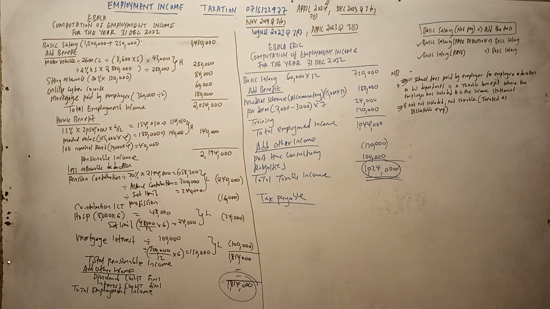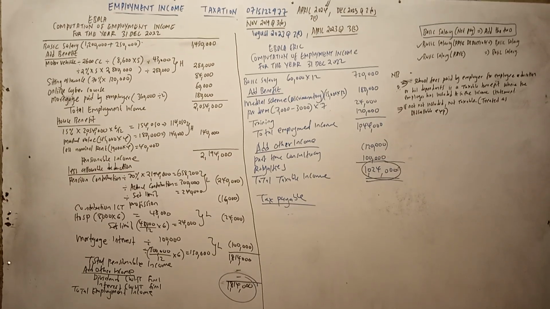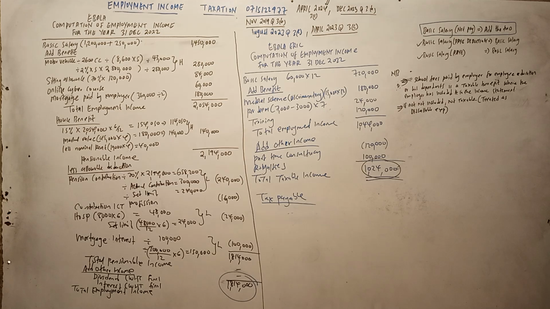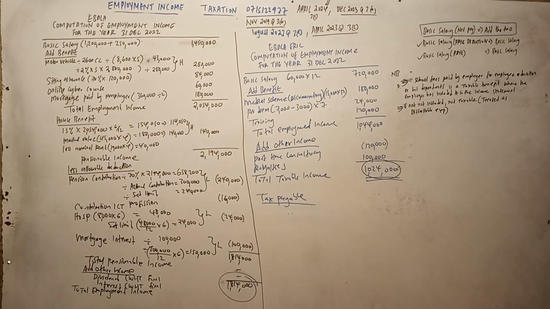Haya, hiyo tumemaliza. So the training, hebu go back to training. Nani alipa hiyo training? Sheria 1 week training, the employer paid the 120. So that's a benefit. Sawa sawa. So that one marks the end of that lesson.